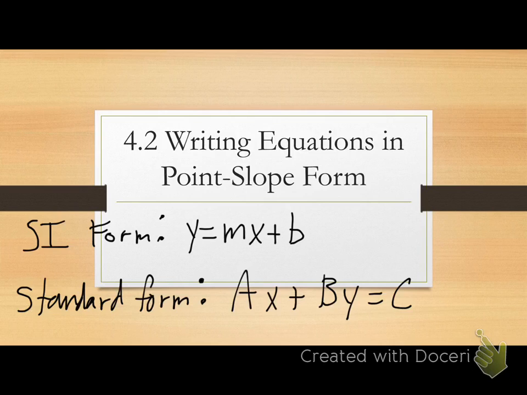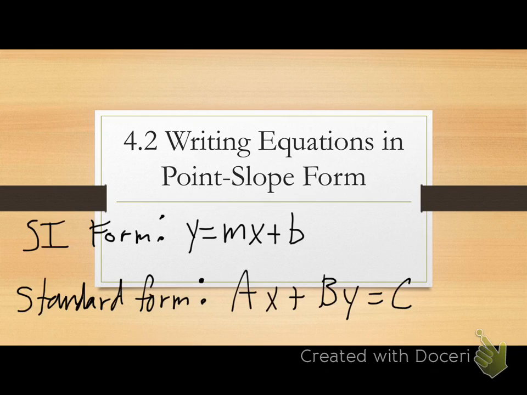Point-slope form is just another form of a linear equation. For slope-intercept form, what are the two things I need to create an equation? Slope and y-intercept, hence it's called slope-intercept form. So what do you think I need in order to write an equation in point-slope form? Slope and a point. Any point on my line and the slope of the line. If I have those two things, I can write an equation in point-slope form. We okay with that?